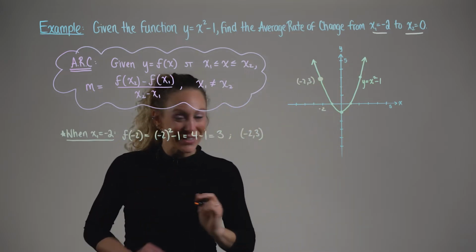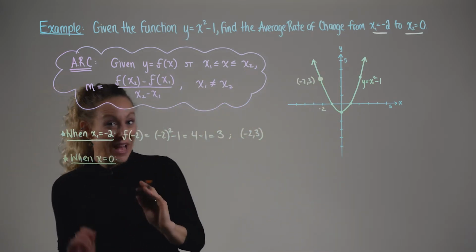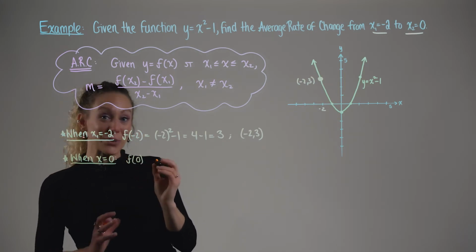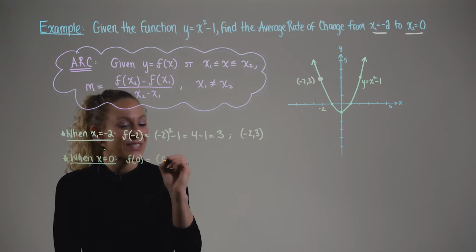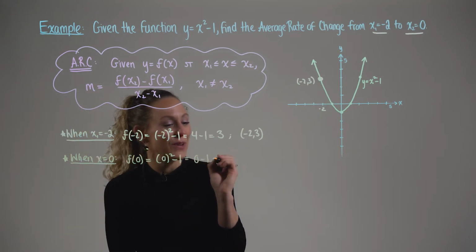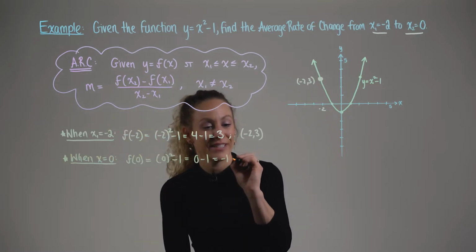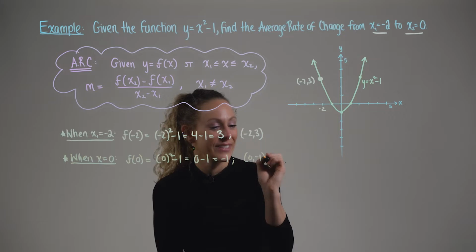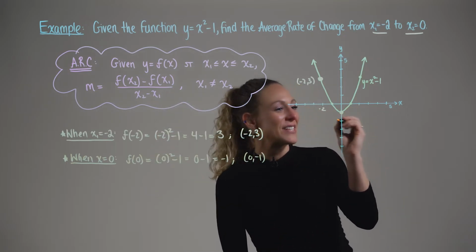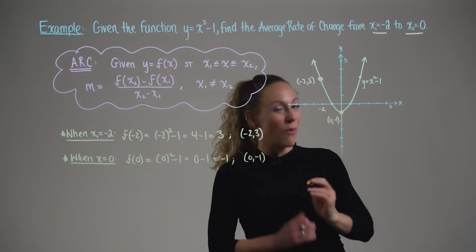And very similarly, we have when x is 0, substituting 0 into our function, we have 0 squared minus 1, or 0 minus 1, which leaves us with the corresponding output value, negative 1. And plotting this point on our graph, we have the second ordered pair at the vertex, 0, negative 1.